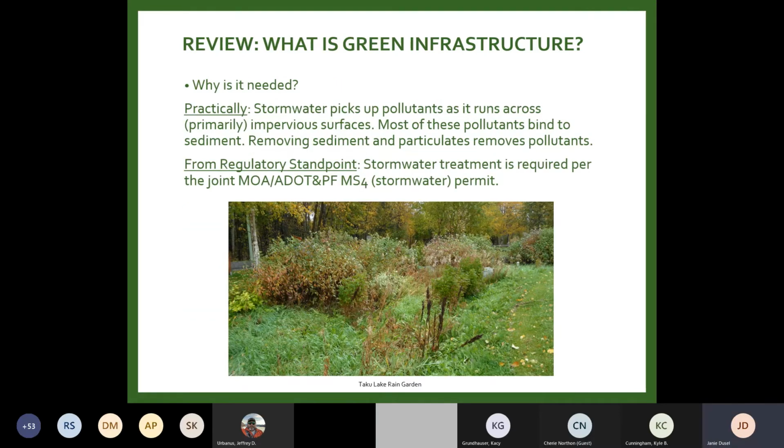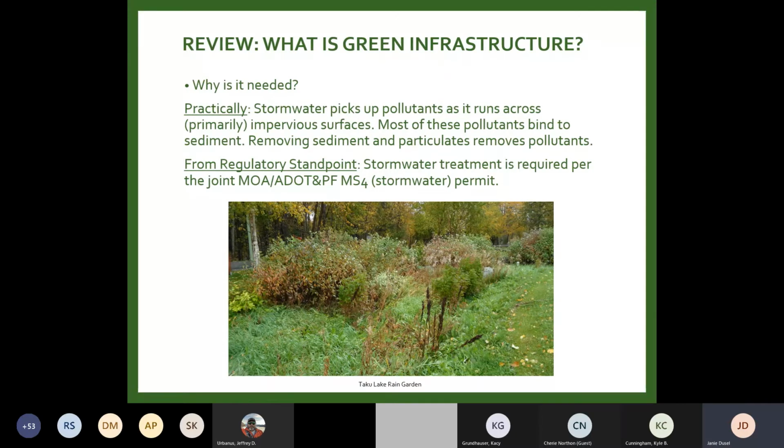So why do we need green infrastructure? Why do we do this? Why does it matter? There's two reasons. So one is practically, it's to clean our stormwater, right? As stormwater runs across impervious surfaces, it picks up lots of different pollutants. We saw the way the municipality is testing for those pollutants with the presentation that HDR gave earlier, and they talked about a range of those, but essentially most of the pollutants in our stormwater bind to sediment. And so if we can remove the sediment from our runoff, we're also removing our pollutants.